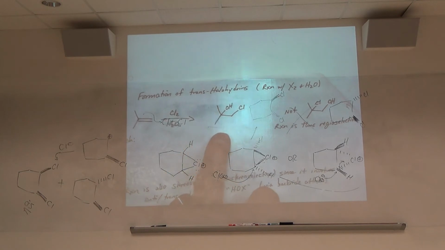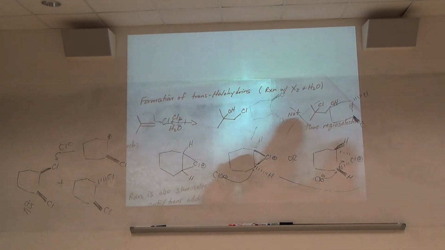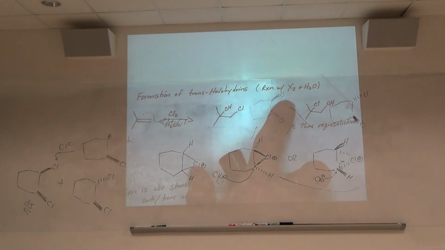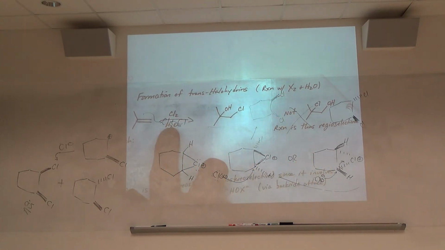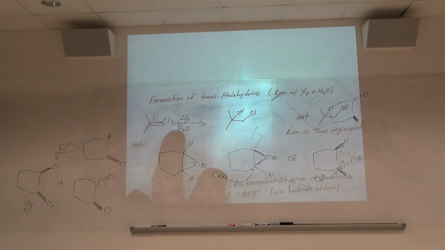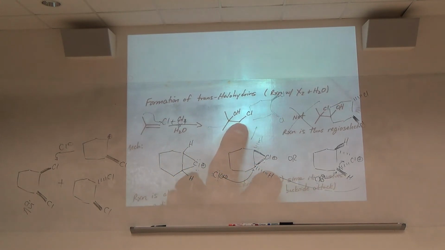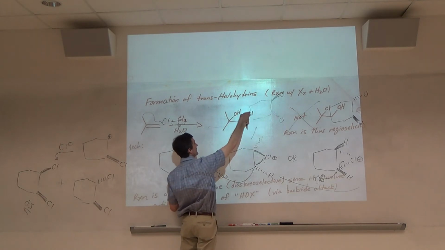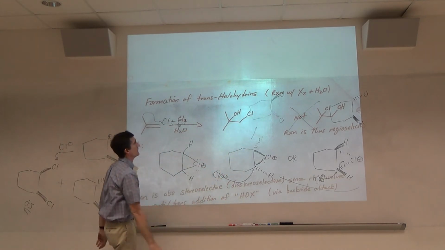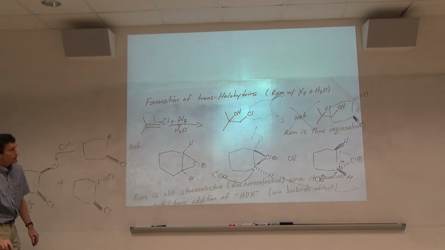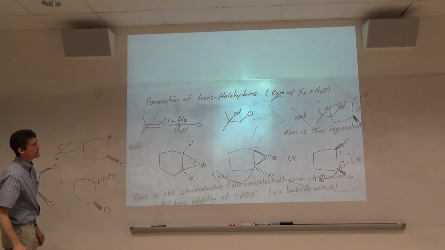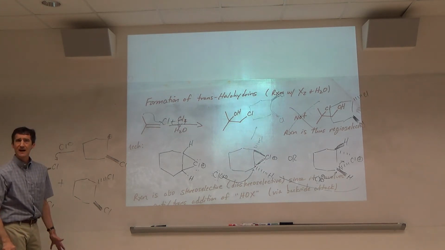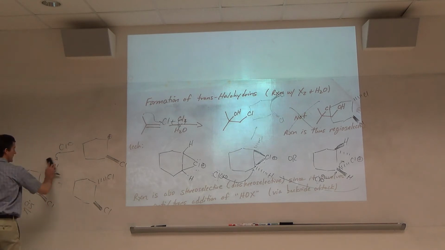Next reaction, formation of trans halohydrins. This is going to be a reaction with X2 and water. If you include water, you get a different outcome. Water acts as a nucleophile. A halohydrin is when you have an OH and a halogen in the same molecule. Called a halohydrin. Halo from the halogen, hydrin kind of from hydrate or the OH group.